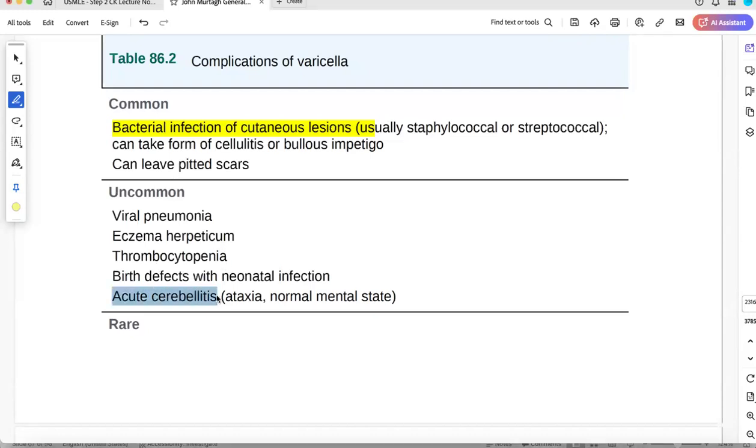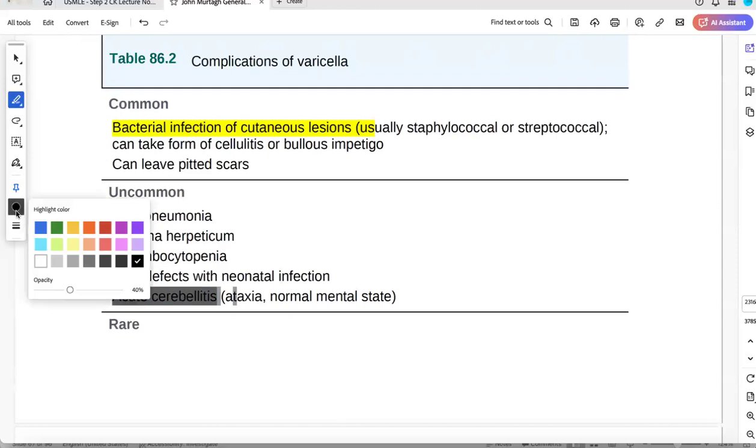But there was a question a long time ago about acute cerebellitis. So if you see a patient who has been diagnosed with varicella or chickenpox, and suddenly the question says that the child is complaining of balance problems or having difficulty to walk, difficulty to keep the balance, which is ataxia, then you would think of the likelihood of acute cerebellitis, which is a complication of varicella. Okay.